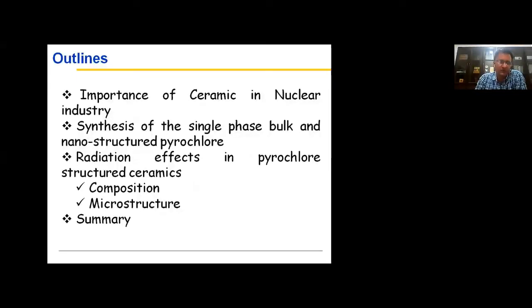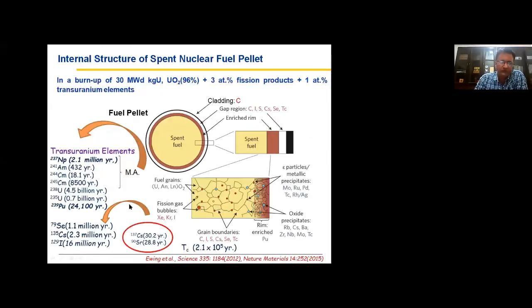So briefly, I will explain about that one. And then we have designed this advanced ceramic by changing the composition and microstructures. And finally, I will conclude my talk. Okay, so now what is this fuel pellet or spent nuclear fuel?